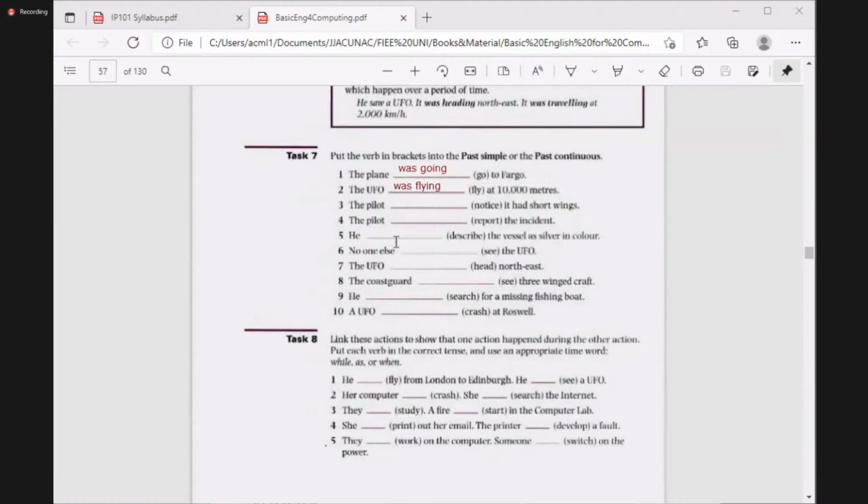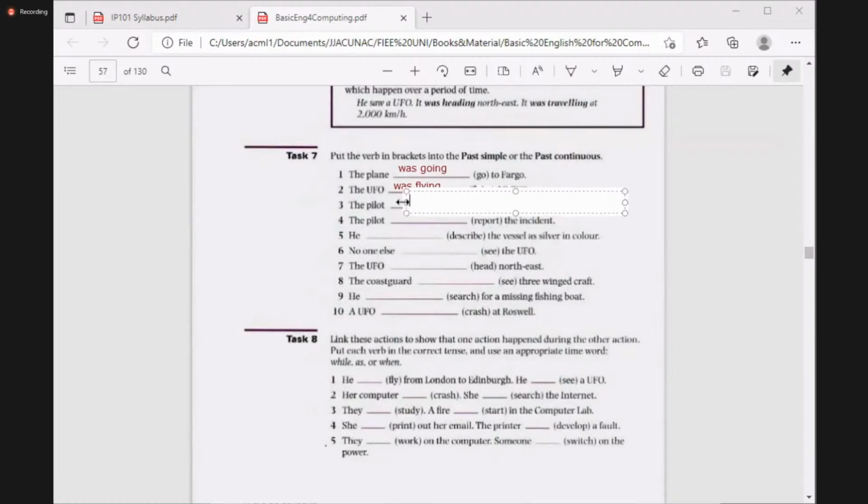When we use past continuous, we emphasize the action. But when we use simple past, we emphasize the result. So was going to Fargo, was flying at 10,000 meters. The pilot noticed. We use simple past because when you detect something, you detect that in an instant. So noticed it had short wings.